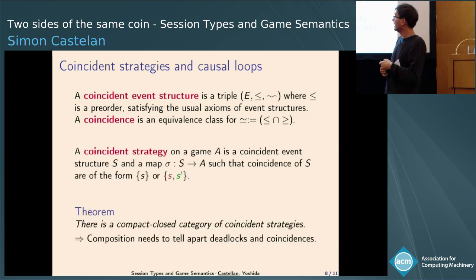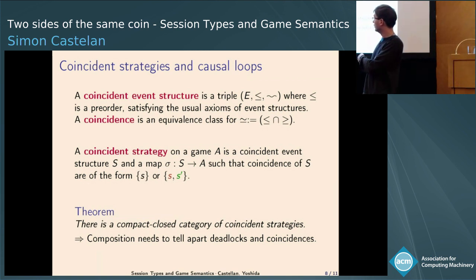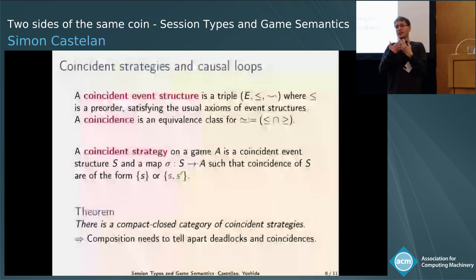And then we can define strategy using them by saying that a strategy on A is just a coincident event structure S that you can map to A, so that the coincidences have a very simple shape. It's either a singleton, so it's an event that occurs by itself, or it's a negative move and a positive move, like in the case of the forwarder. And you can organize them in a compact closed category. And the composition is not so trivial because you have to tell apart the deadlocks from the coincidences because when you do the interaction, they both get seen as causal loops. So it's actually a bit tricky.